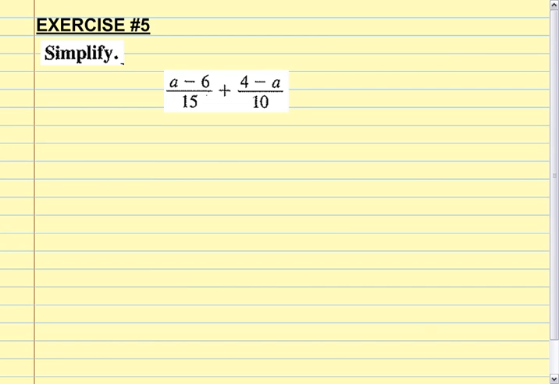Cameron, what is the common denominator between 15 and 10? 30. Nice. Now, what did I do to 15 to make it 30? Multiplied it by 2. So I have to multiply a minus 6 by 2. Okay? Lauren C., what did I do to the 10 to make it 30? So I need to multiply this by 3.